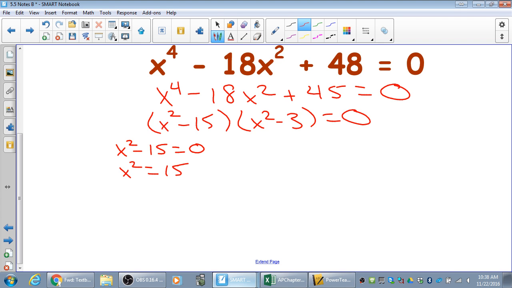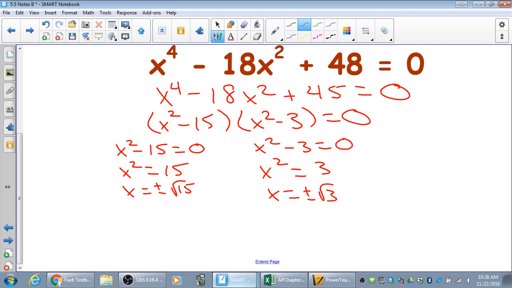We can add 15, right? X squared minus 15 is 0. Add 15. Square root. There's 2 answers, and there's no perfect squares in 15. So then we add 3 over, and we have plus or minus square root of 3. So there's your 4 answers.